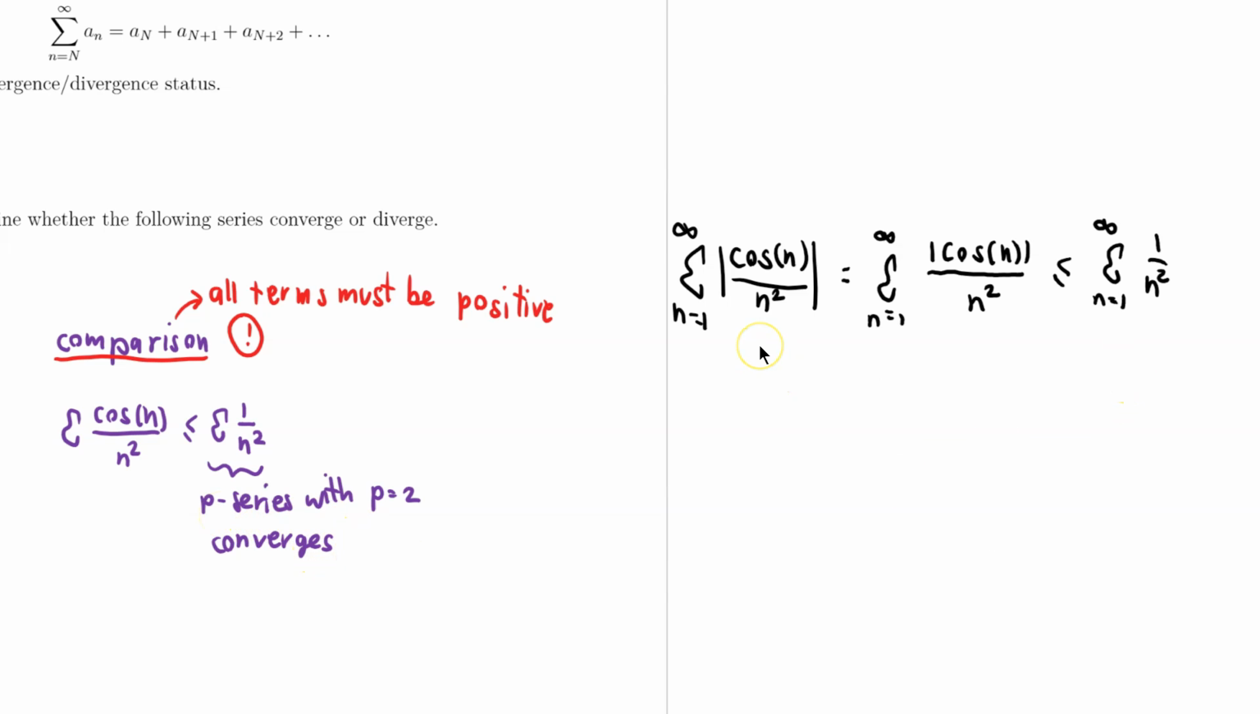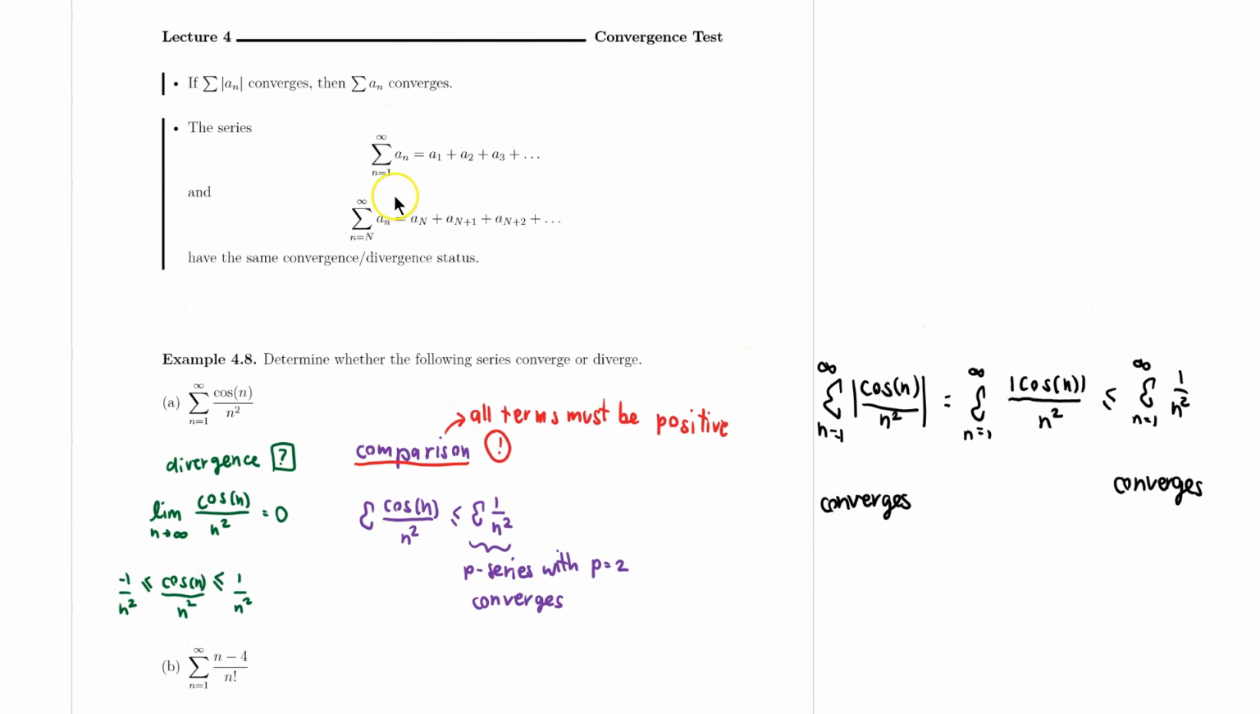So I can conclude that this converges. So that means this converges. And because this converges, whenever the absolute value converges, that means the original also has to converge. Whenever the absolute value converges, the original will also have to converge. So then I can conclude that the original series here also converges.